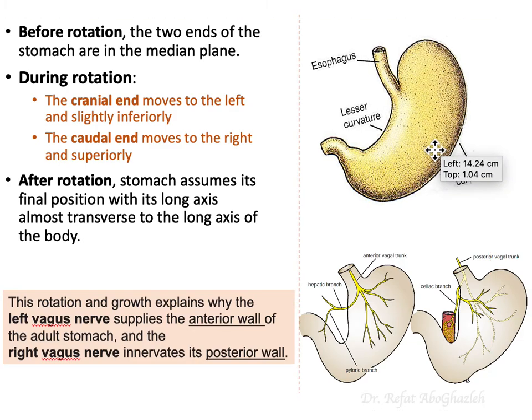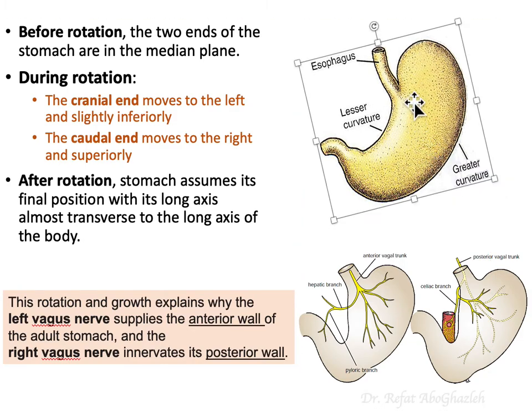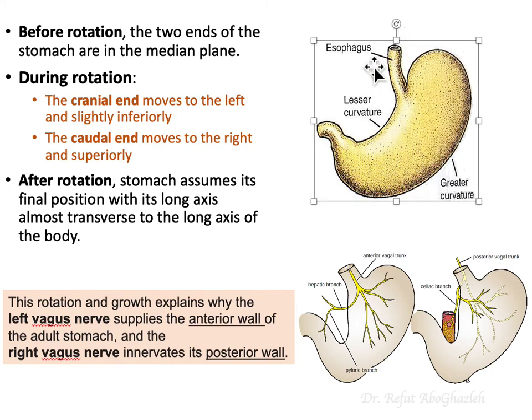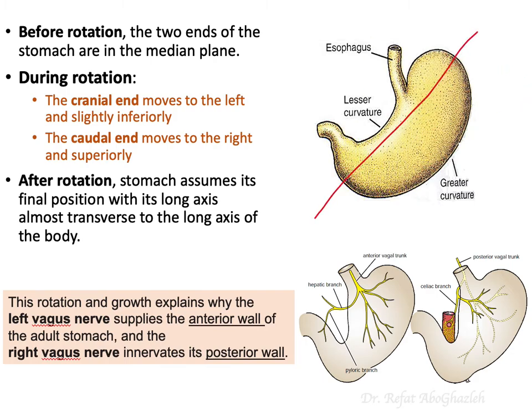Now, after rotation, the stomach assumes its final position, with its long axis almost perpendicular, maybe like this, to the long axis of your body. Now, back again, what's the significance of that? Indeed, you may know that the vagus nerves innervate the stomach and other structures in the abdomen.